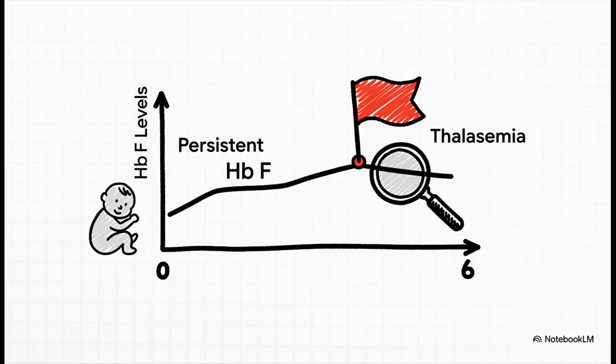So, here's the key takeaway. If that switch from fetal to adult hemoglobin doesn't happen the way it's supposed to, that's a major red flag for us in the lab. When we see those HbF levels stay high after 6 months, our diagnostic radar immediately starts pointing towards conditions like thalassemia, where the body just isn't making adult hemoglobin chains properly.